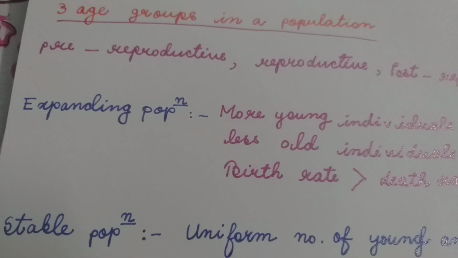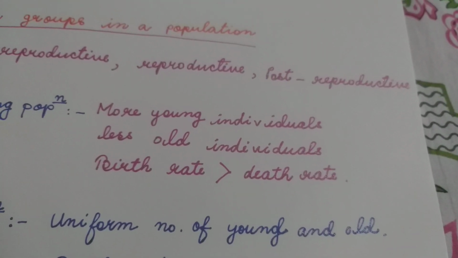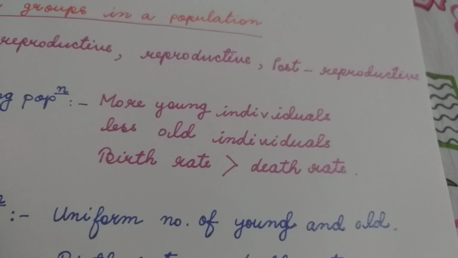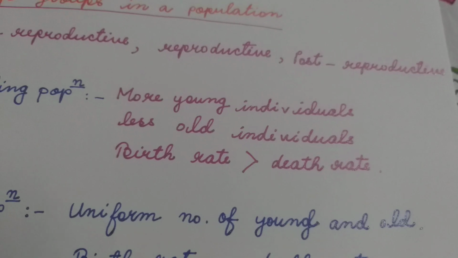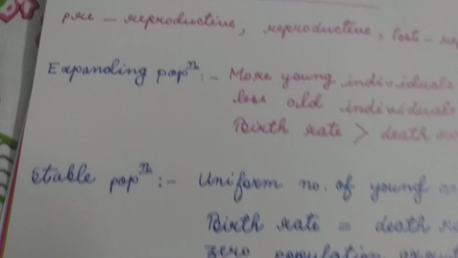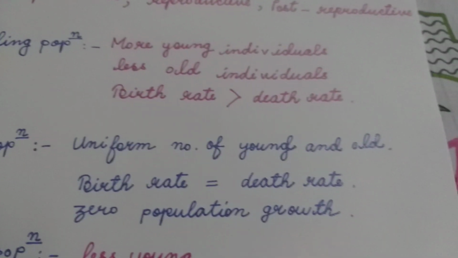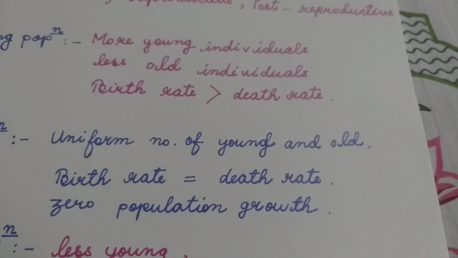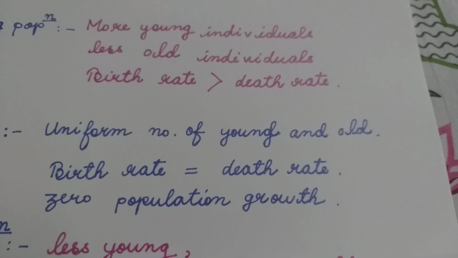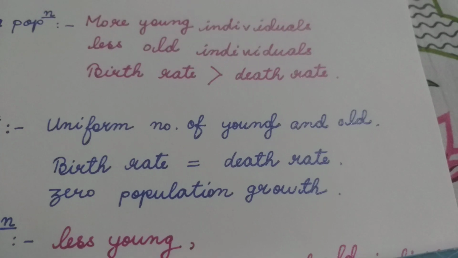An expanding population is one in which number of young individuals is more than number of old members. Birth rate is higher than death rate, so the population expands. Stable population, it is a population in which there are equal number of young and old members. Birth rate is almost equal to the death rate. This population shows zero growth rate.